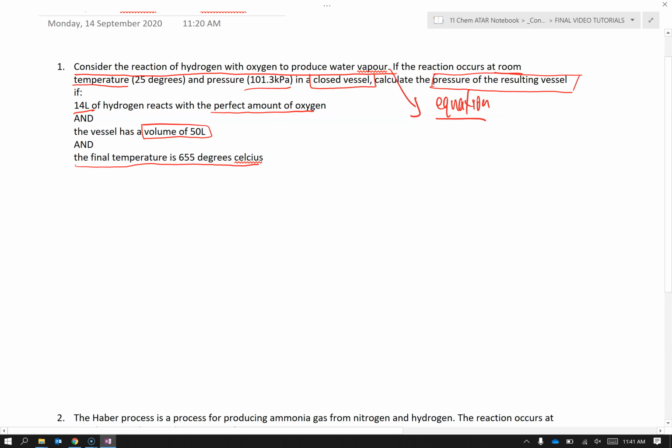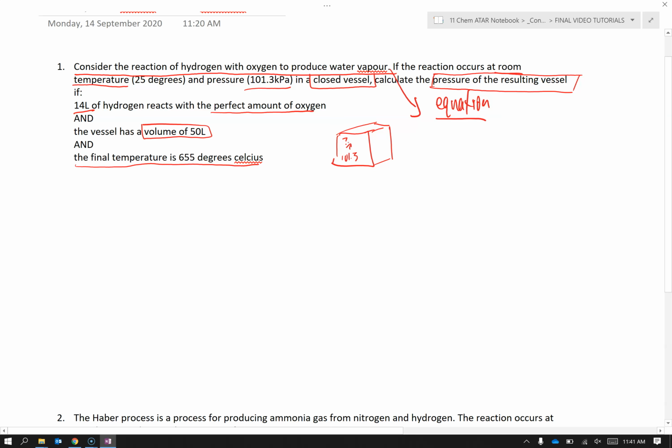Couple of major things we need to understand here. First of all, there is a chemical reaction occurring inside a closed vessel. Let's assume it's a nice cube like this. And we are trying to work out, at the beginning, there is a pressure of 101.3 kPa, and at the end, a reaction happens, temperature goes up, and we need to work out this new pressure inside this vessel.